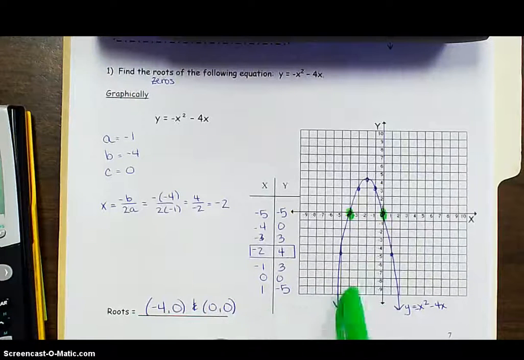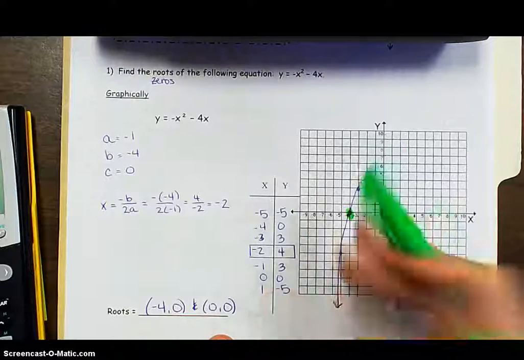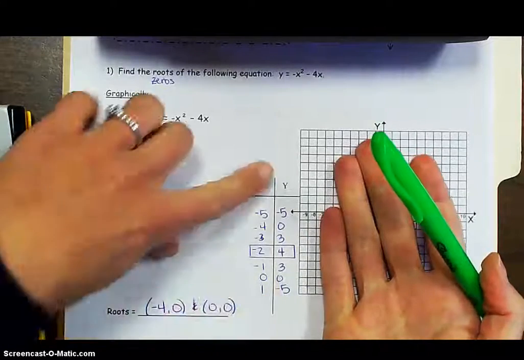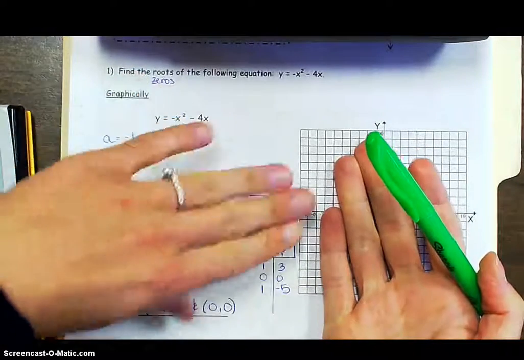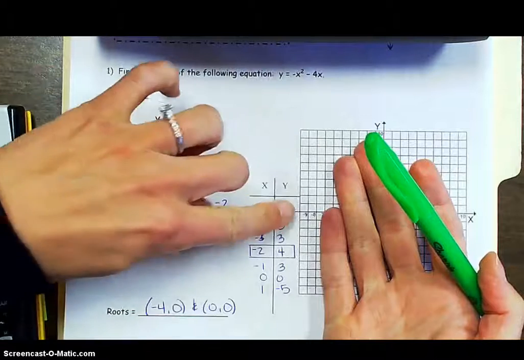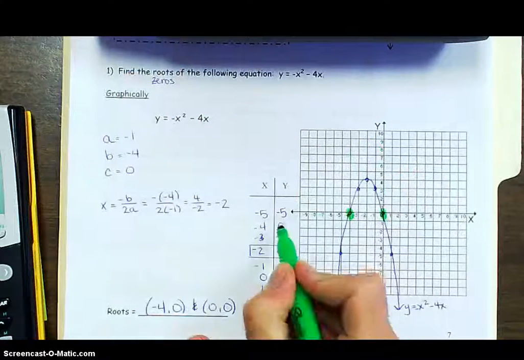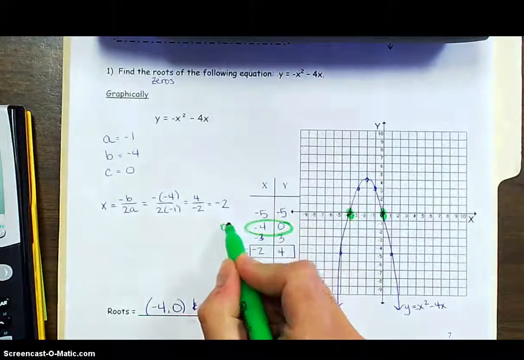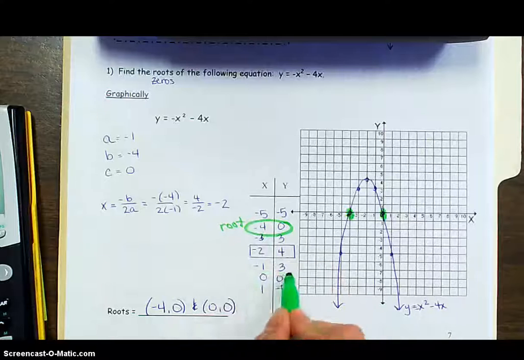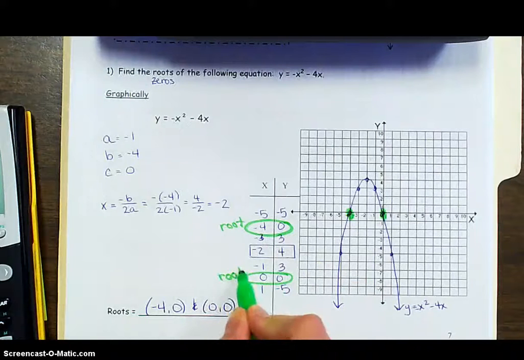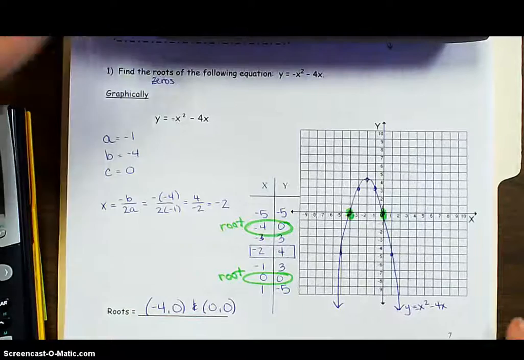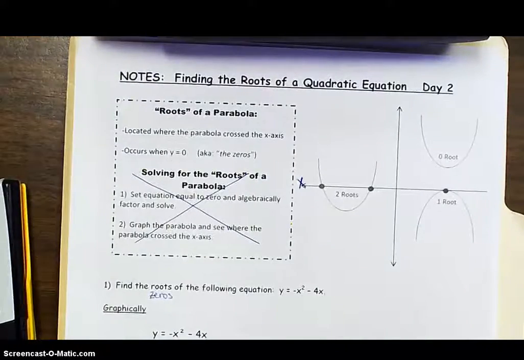Now, we could have done this without even looking at the graph, because I would just look at my table of values and want to know where my y is 0. That means it's right on the x-axis. So here, this would be a root because the y is 0, and this would be a root because your y value is 0. All right, let's flip it over and practice finding the roots a little bit more.